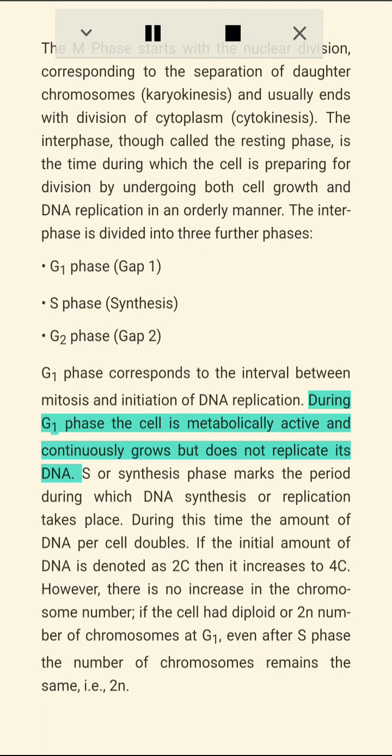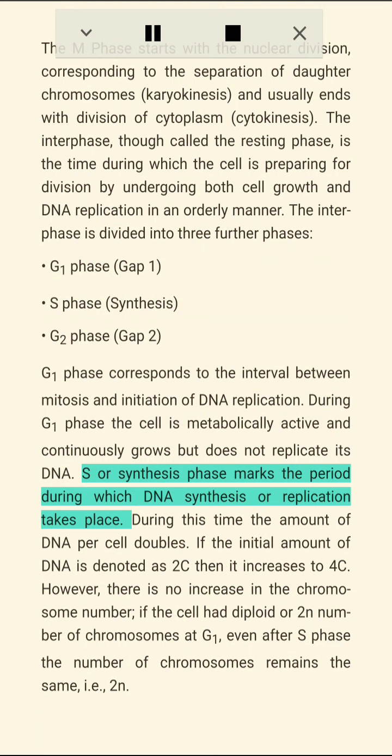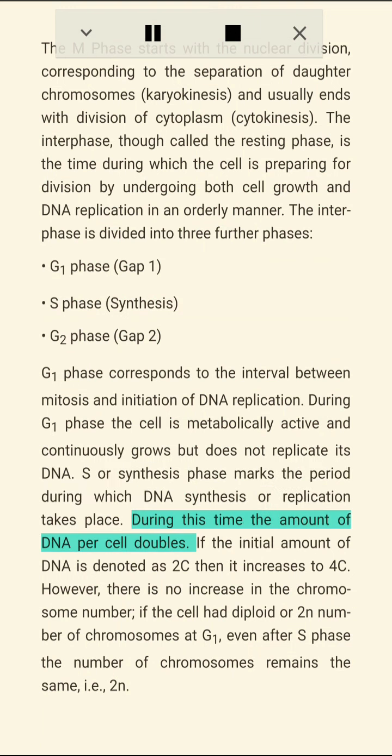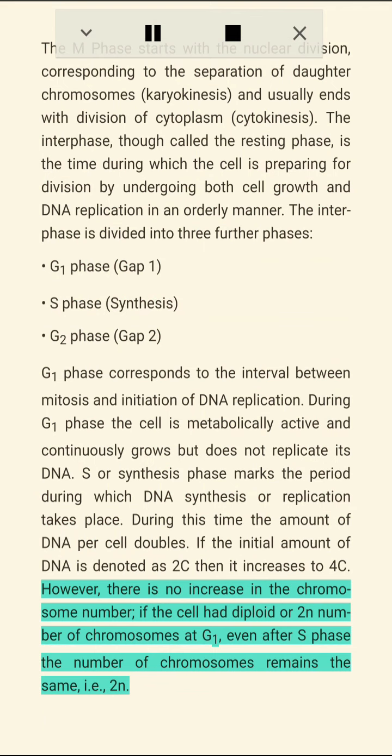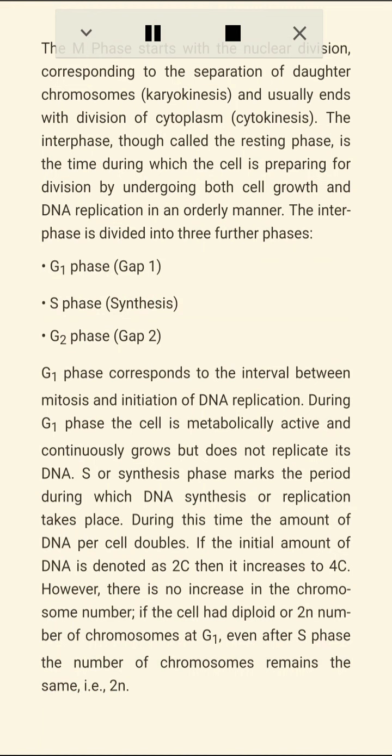G1 phase corresponds to the interval between mitosis and initiation of DNA replication. During G1 phase, the cell is metabolically active and continuously grows but does not replicate its DNA. S or synthesis phase marks the period during which DNA synthesis or replication takes place. During this time, the amount of DNA per cell doubles. If the initial amount of DNA is denoted as 2C, then it increases to 4C. However, there is no increase in the chromosome number. If the cell had diploid or 2N number of chromosomes at G1, even after S phase the number of chromosomes remains the same, i.e., 2N.